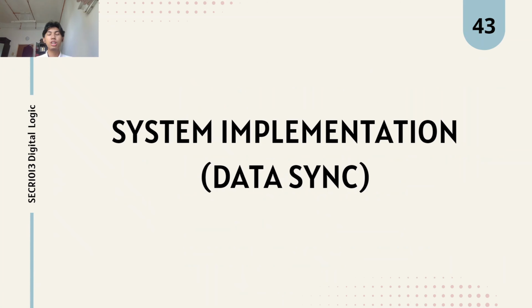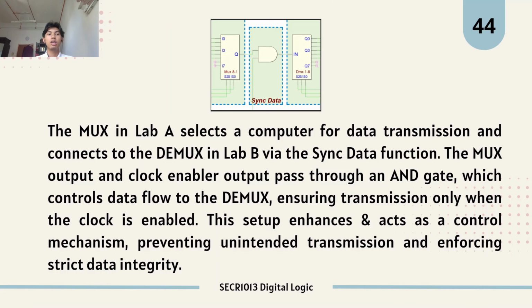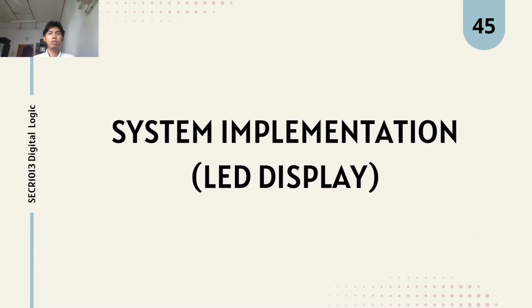Next, we jump to data sync. The mux in Lab A selects a computer for data transmission and connects to the demux in Lab B via the sync data function. The mux output and clock enabler output pass through an AND gate which controls data flow to the demux, ensuring transmission only when the clock is enabled. This setup acts as a control mechanism, preventing unintended transmission and enforcing strict data integrity.